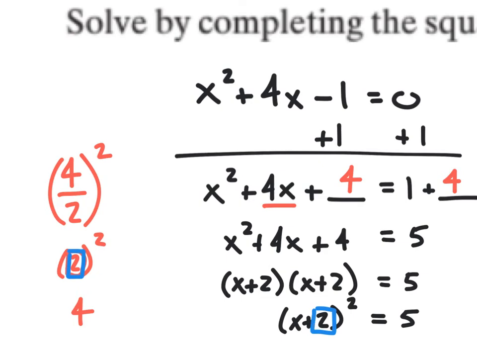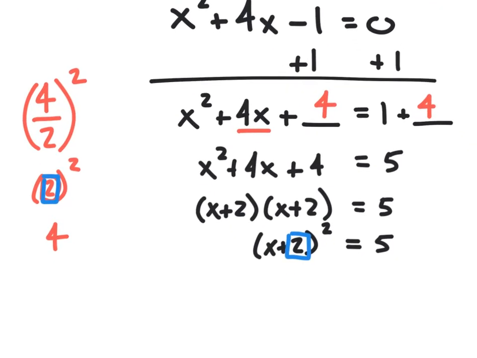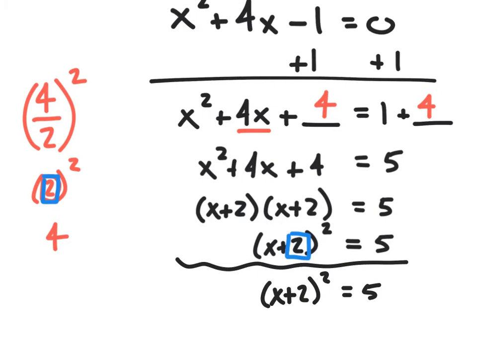If you don't, this is going to be a difficult process for you when these problems get a little tricky. We'll have time to talk about that in class and practice it, but here's what I've got. I've got x plus 2 squared is equal to 5. This I can now solve, and I can apply the square root to both sides, and here's what I get.